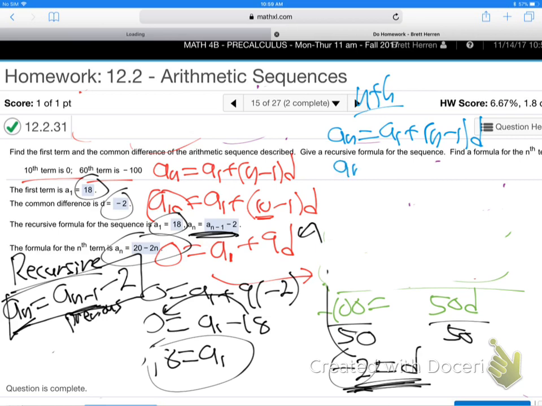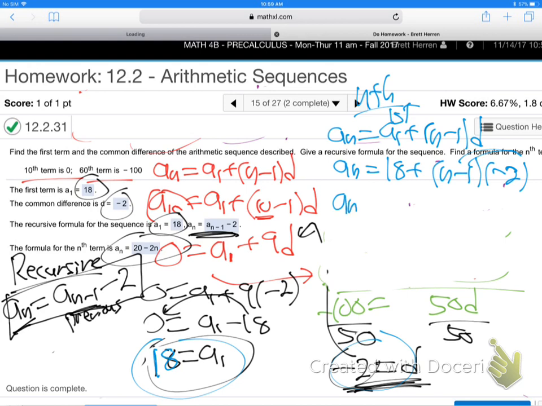A sub n then is a1. A1 means first term, right? First term. Oh yeah, it's right here. It's 18. That's right, we found it. 18. And D, right here, negative 2. And then you just distribute, and you get a sub n is 18 minus 2n plus 2. And 18 plus 2, 20 minus 2n. And so that's how I got 20 minus 2n right there.